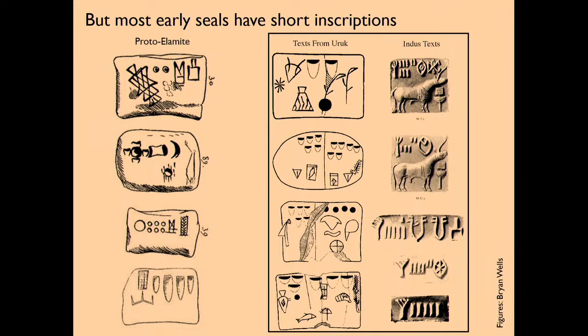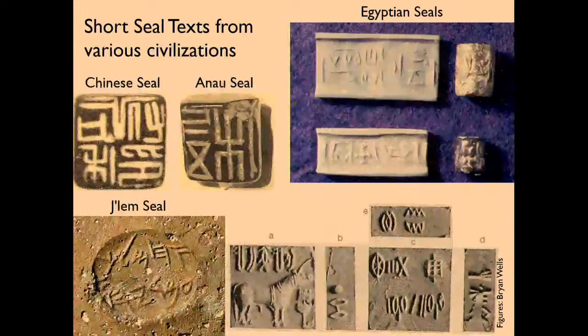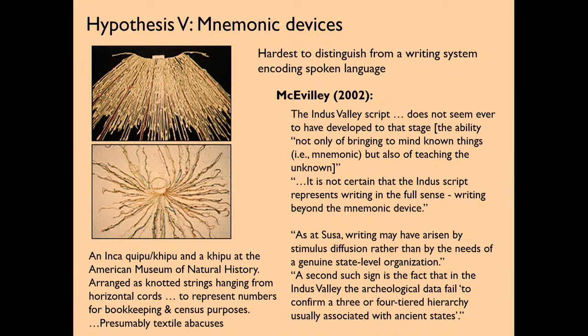The argument against this, which was proposed by Brian Wells, is that many seals of various cultures actually typically have short inscriptions. So these are the Indus texts, but these are texts from Uruk in Sumerian cuneiform. This is Proto-Elamite from Iran. This is a Chinese seal. And these are Egyptian seals, all of which have just as short inscriptions as the Indus. So by itself, being short does not argue that they don't have any syntax, any meaning per se.